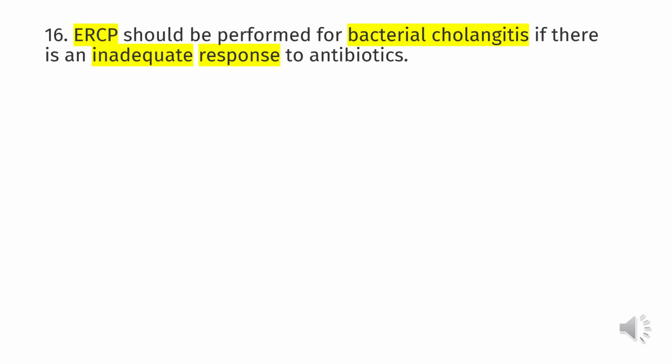So you had a patient with bacterial cholangitis, you started antibiotics, and you didn't notice an adequate response to antibiotics. What should be the next step? The next step should be ERCP. So ERCP should be performed for bacterial cholangitis if there is an inadequate response to antibiotics.